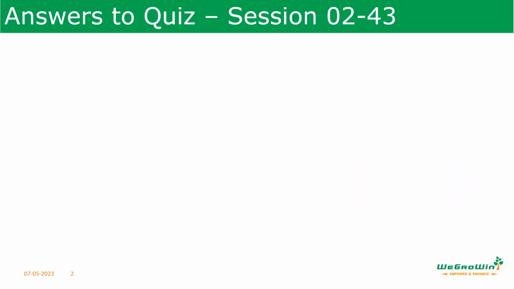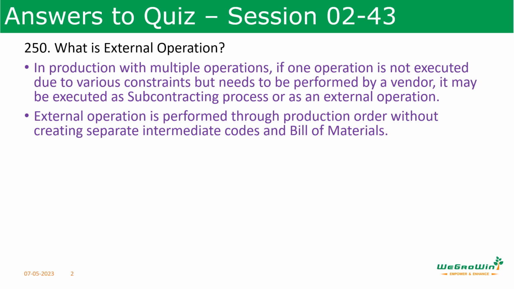Before going into the session, let us discuss the answers for the quiz of the previous session. What is external operation? In production with multiple operations, if one operation is not executed due to various constraints, but needs to be performed by a vendor, it may be executed as a subcontracting process or as an external operation. External operation is performed through production order without creating separate intermediate codes and unnecessary bill of materials.